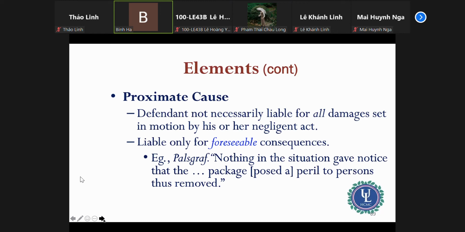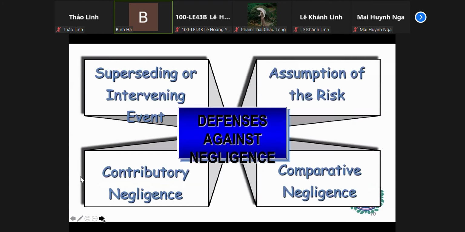Okay? Understand? Anyone have questions? Yep, good. Anyone have questions on the case that I have just given as another example of foreseeable consequences? Okay. If you have no questions for this one, I will move on to look at the defenses.